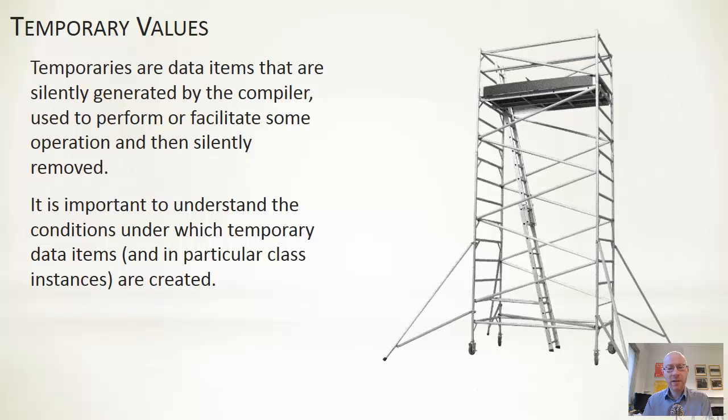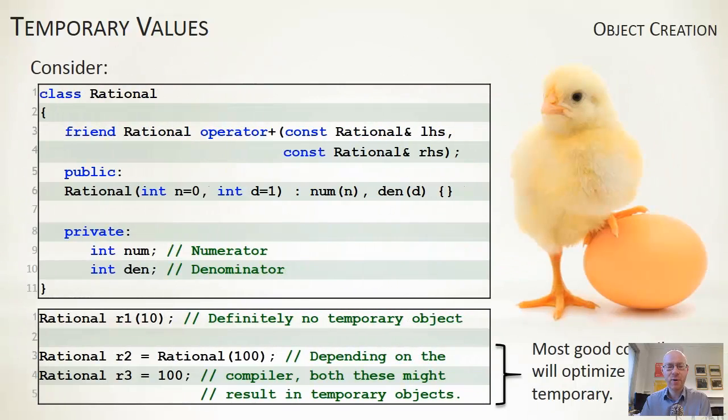And we've got an introductory example here. So we've got a class called rational. It just represents a rational number, overloads the plus operator, but neither here nor there. We've got a default constructor, parameterized with a couple of default values for numerator and denominator, and we've got our 2 private values. So fair enough.